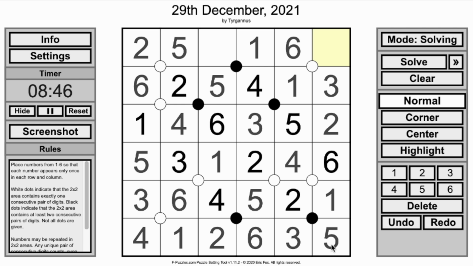But the easy way, of course, is just to look at this column and say we need a 4. And we look at this column and say we need a 3. And that is how we solve a consecutive quads.